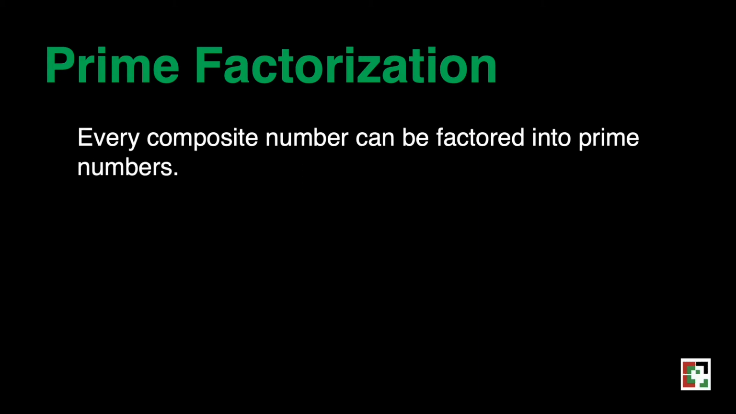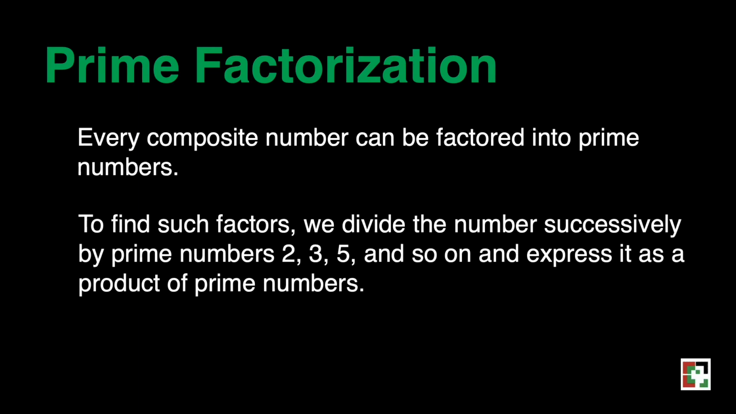Let us review first prime factorization. But before going deep into this, we have to know first prime factors and composite numbers. Every composite number can be factored into prime numbers, and to find such factors, we divide the numbers successively by prime numbers 2, 3, 5, and so on, and express it as a product of prime numbers. Are we all set? Okay.